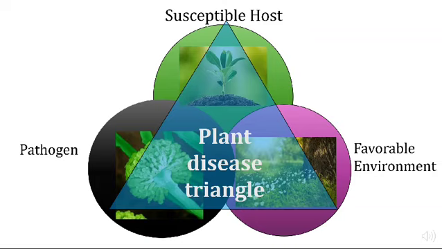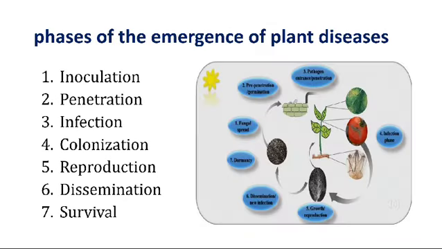The interactions between these are: first, the pathogen-host interaction. Infection occurs when the pathogen infects the host. The next is host-environment interaction, in which environmental factors affect host susceptibility. And the third is pathogen-environment interaction. This interaction is where environmental conditions influence pathogen growth and spread. Now let's see the phases of the emergence of plant disease.